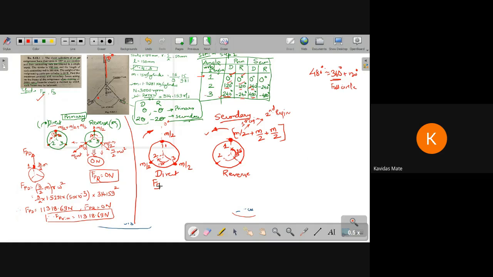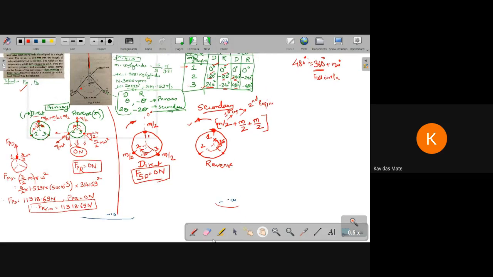So force of secondary direct will become 0 Newton on resolution. And for reverse, we need to calculate that particular thing out over here. So how to calculate that one? Let's look at that particular thing. So we know F of secondary of reverse will be M into R.